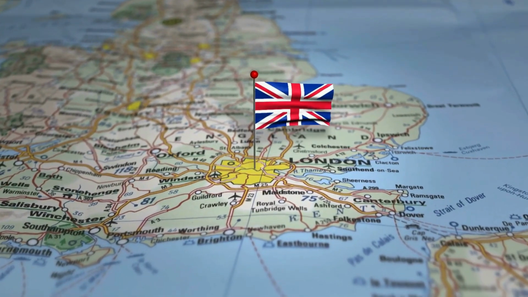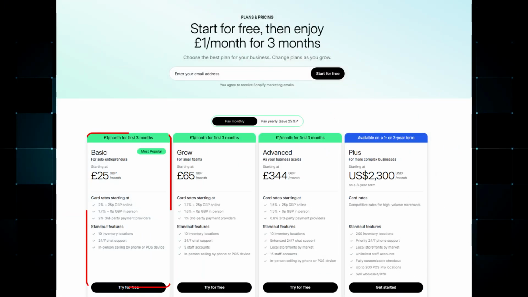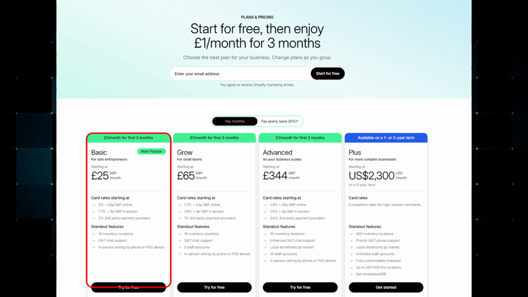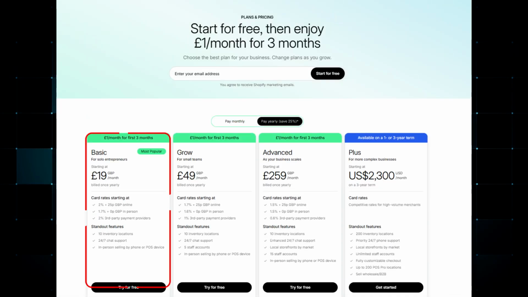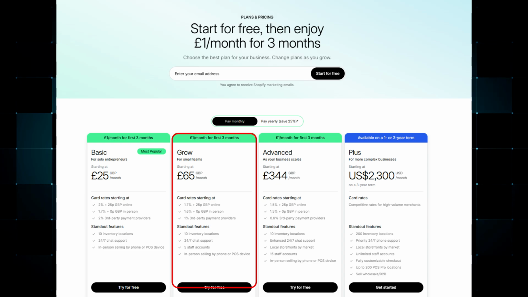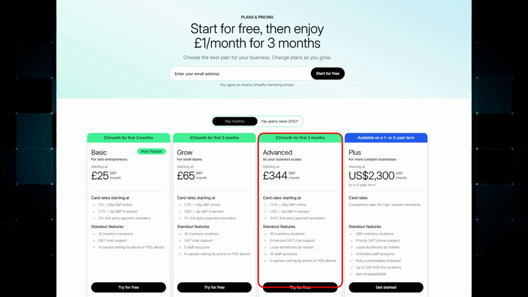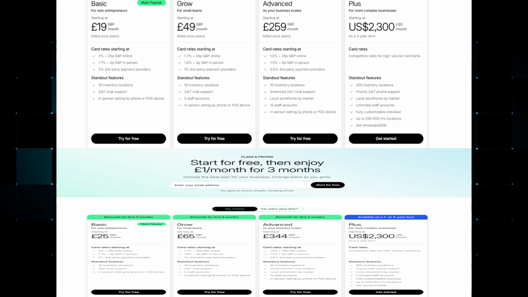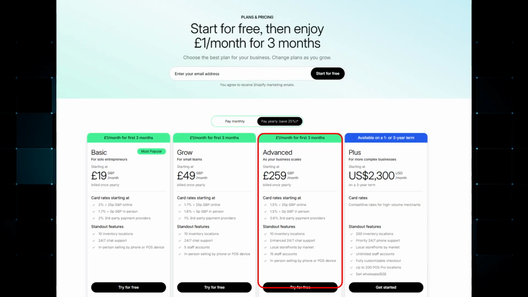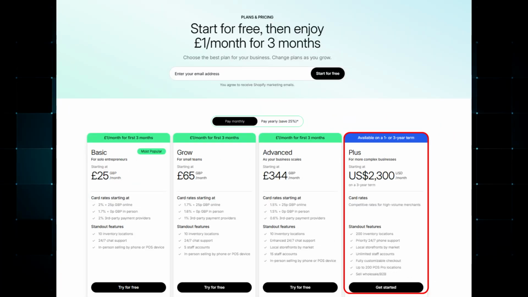Now, if you are in the United Kingdom, the Basic plan starts at £25 per month or £19 yearly. The Grow plan costs £65 or £49 yearly. The Advanced plan is £344 per month or £259 if billed yearly. And the Plus plan is still $2,300 per month.